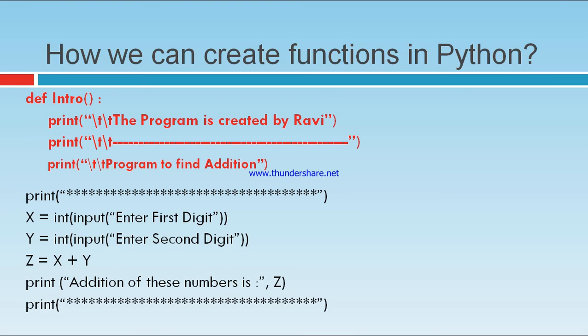Right? And now just see the indentation. def intro is the very first line, and there are 3 different lines in this function. All these are print statements. 3 print statements are there in this intro function. Just see the indentation. According to the indentation, we can say 3 lines are there in this intro function. Right? So it is the position where we include the function.